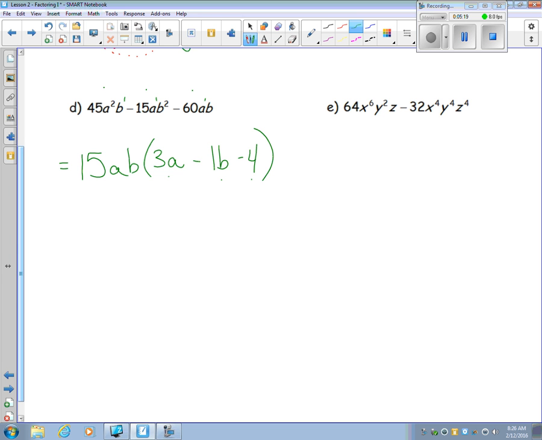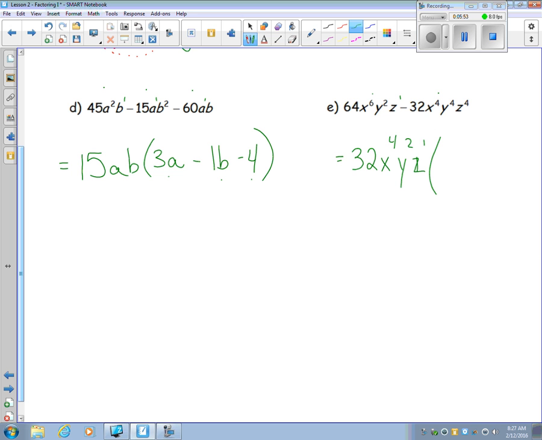Okay, last one of these ones. 64 and 32 obviously divide by 2, by 4, by 8, by 16. It also divides by 32. One of the things you should always check is to see if they're divisible by the smallest number. In this case, the smallest number is 32, and of course they are divisible by that. I see x's. I have 6 x's or 4 x's. The smallest exponent is a 4, so I'm going to take that out. 2 y's or 4 y's, I can take out 2. 1 z or 4 z's, I'm going to take out 1 z.